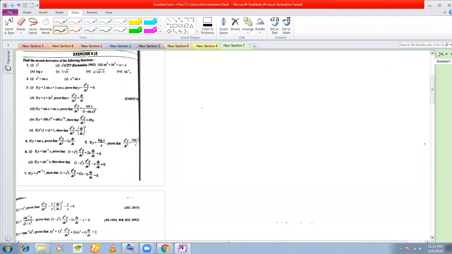Let us see the next one. Let us take an exponential function. It is given here, e to the power of y into 1 plus x is equal to 1. You need to prove that d2y dx2 is equal to dy dx whole square.